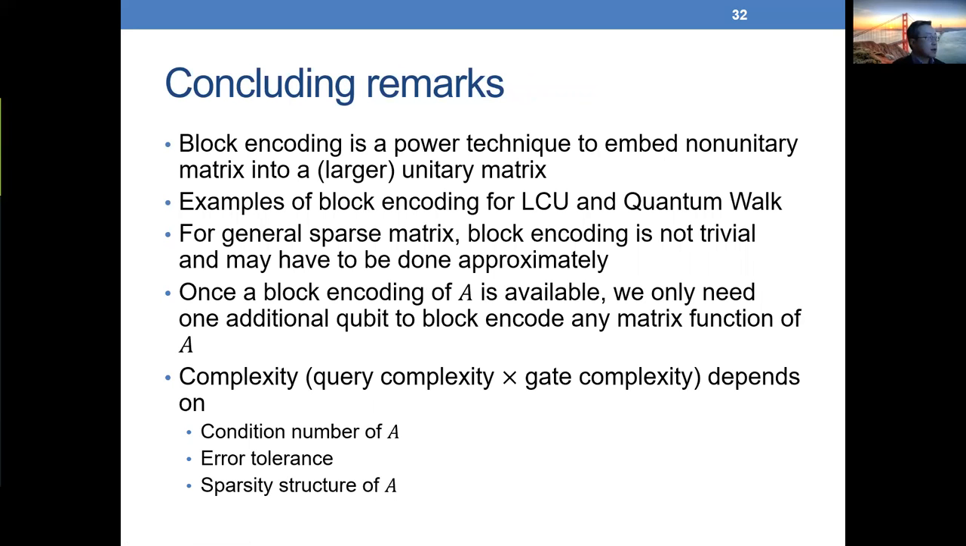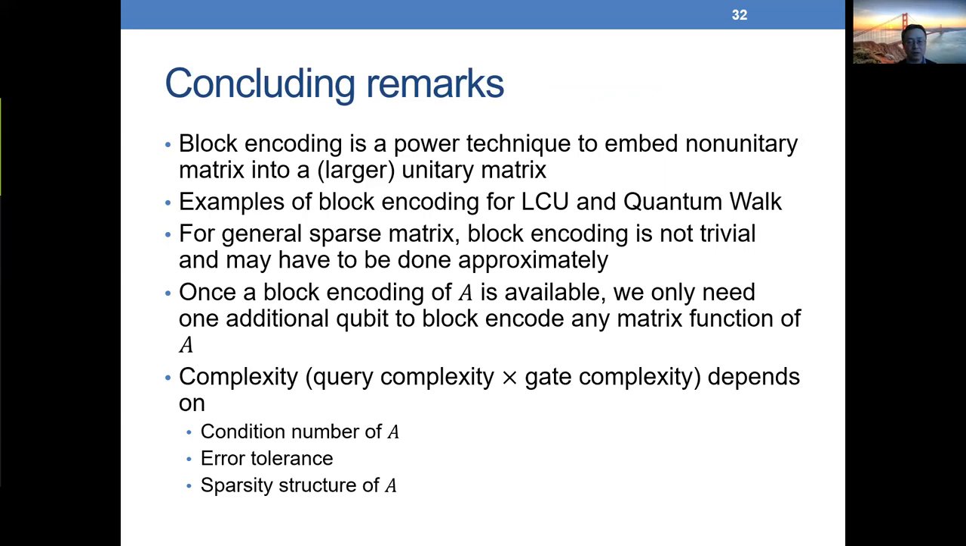Now let me conclude. I apologize, there's a lot of technical detail, but one of the messages I want to convey is that block encoding is a powerful technique to embed a non-unitary matrix into a larger unitary matrix. I gave some examples of how to block encode a linear combination of unitaries and quantum walks. For a general sparse matrix, block encoding is not trivial, partly because in the literature a lot of people just wave their hands. When they don't know exactly how to do it, they say we have an oracle that allows us to efficiently block encode.